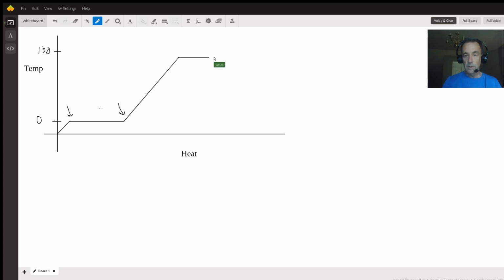It takes a considerable amount of heat, more than we can show on our graph, to turn liquid water into a vapor. Eventually, when all of the liquid has been converted to a vapor, then the temperature of that vapor will increase as additional heat is added, taking us from 100 degrees to 110.